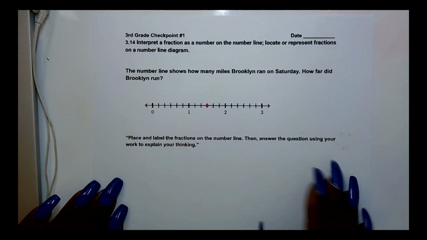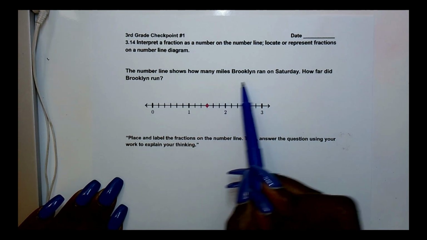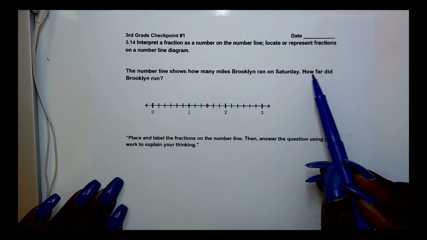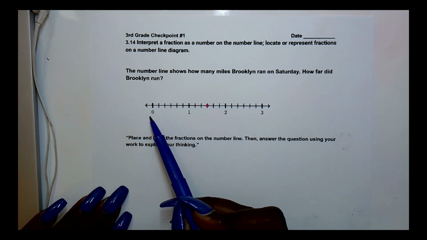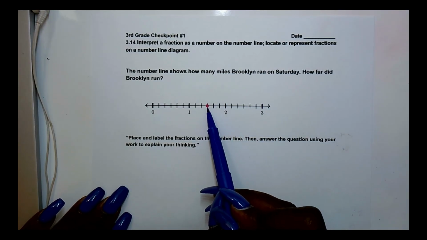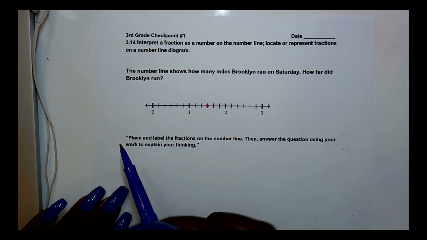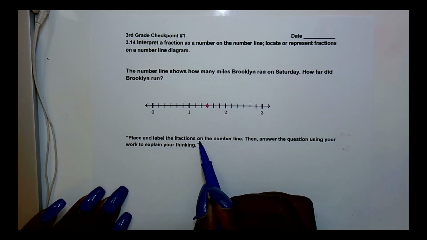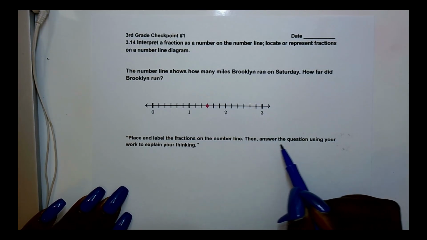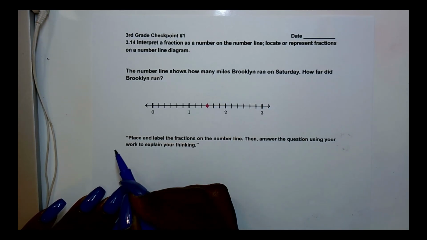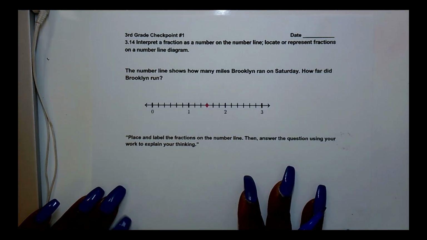All right. Now it says the number line shows how many miles Brooklyn ran on Saturday. How far did Brooklyn run? Here's the number line. The red point on the number line indicates how far Brooklyn ran in miles. The first thing they need to do is place and label fractions on the number line. Then answer the question using your work to explain your thinking.